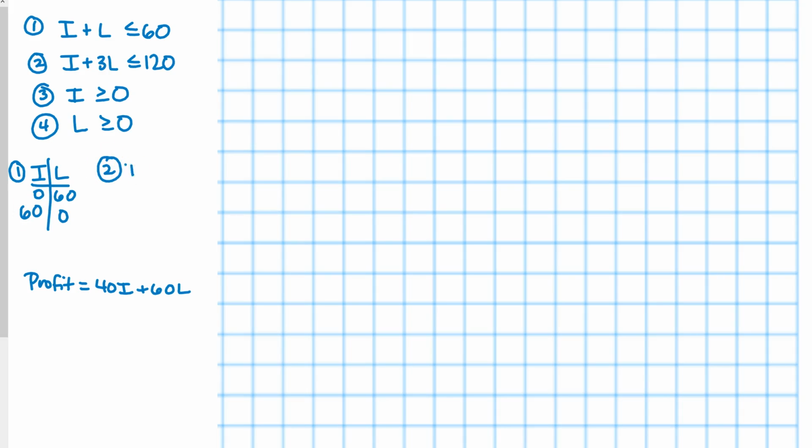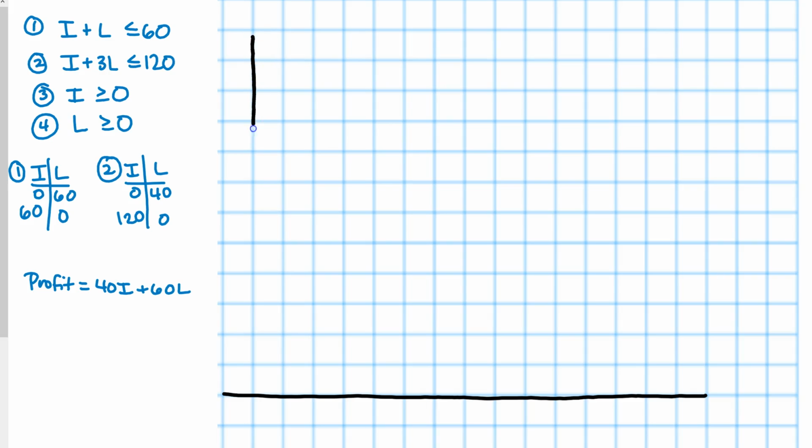And for number 2, I'm going to find the intercepts as well. If I was 0, L would be 40, and if L was 0, I would be 120. So that helps us know what kind of scale to use for our graph. So I'm going to go ahead and draw my axes. And if you make your graph really, really tiny, it can be difficult to maneuver with so much information going on. So give yourself plenty of space.